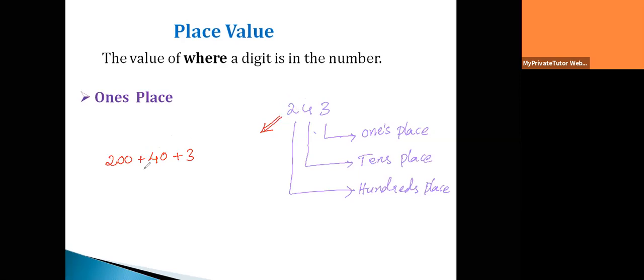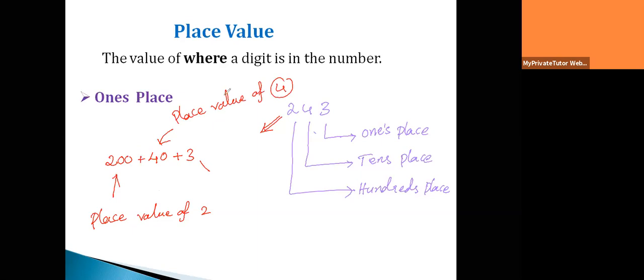So the place value of 2 is 200. The place value of 4 is 40.